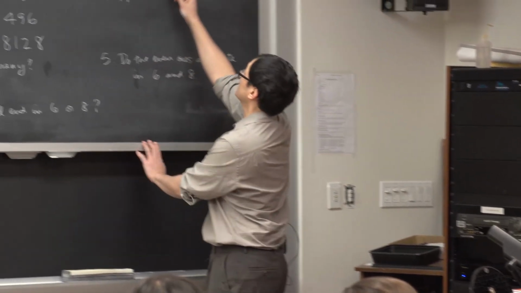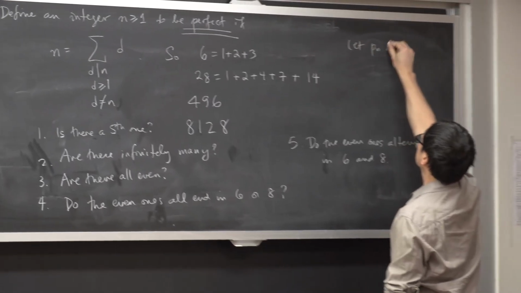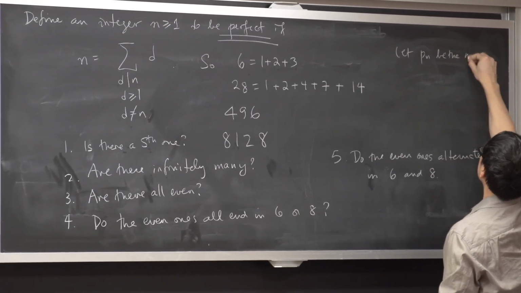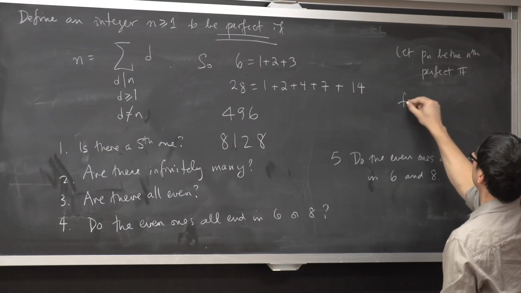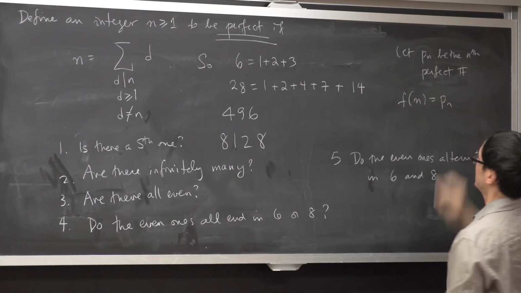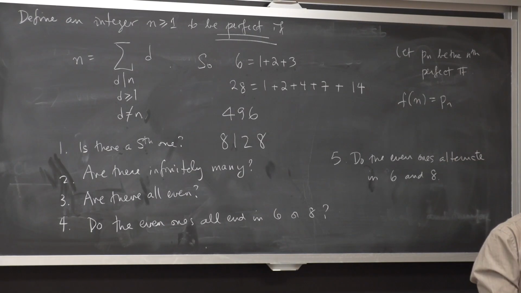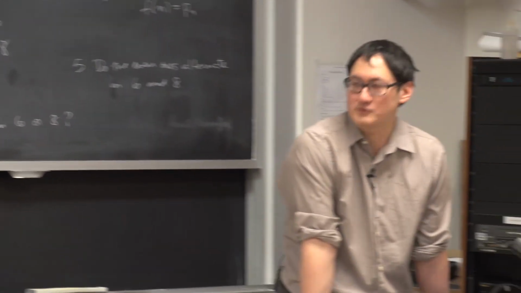Here's a formula. Let Pn be the nth perfect number, then define f of. Here's my formula. Do you know what I mean? When you ask about formulas, you have to be very specific about what you mean by formulas, and therefore I would not ask any questions about formulas.